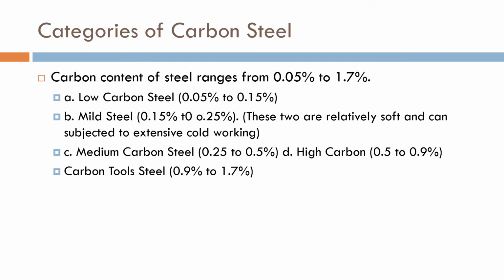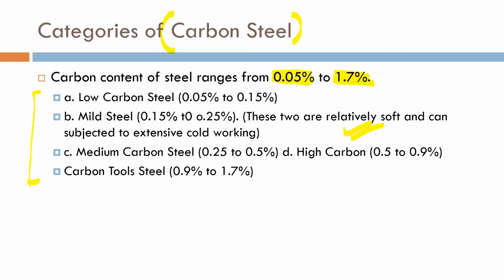Now there are categories of carbon steel. So carbon content of steel ranges from 0.05% to 1.7%. For carbon steel, I am talking about only carbon steel. So there are these four types of carbon steel which are available in the market. So low carbon steel, there's mild steel, which we use in construction. These two are relatively soft and can be subjected to extensive cold working.